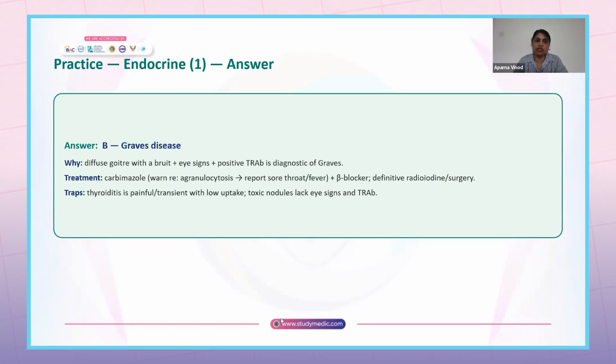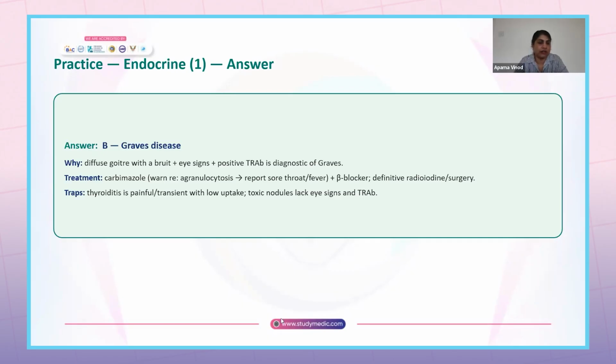You can start with carbimazole, and you should warn against granulocytosis at this point. So, as soon as the patient feels she is sick, she should go to her GP and report sore throat or fever. And we can also offer beta blocker if the patient is having other symptomatic features of tremor, anxiety, tachycardia, and definitive treatment will be radioiodine or surgery.